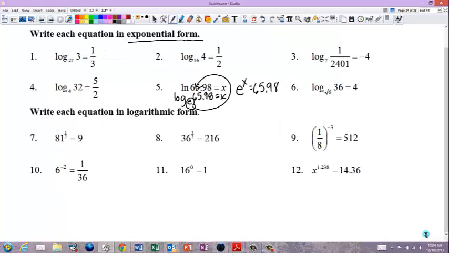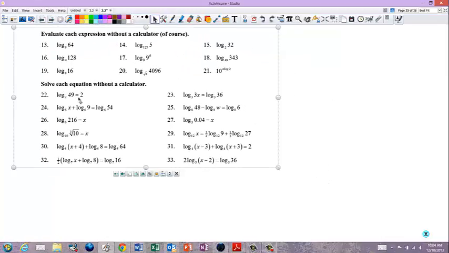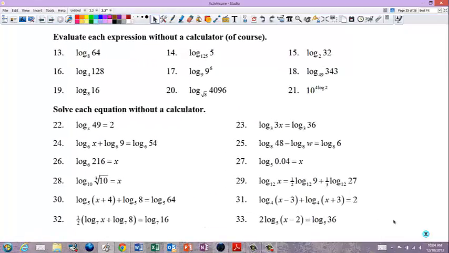Second set, you're going to go the other way. So you start with the 81. So it would be log base 81 of 9 equals a half. That's how you're going to do 7 through 12. And then on all these, you just say equals x. Whoosh. 8 to the x equals 64. 8 to the x equals 8 squared. X equals 2.